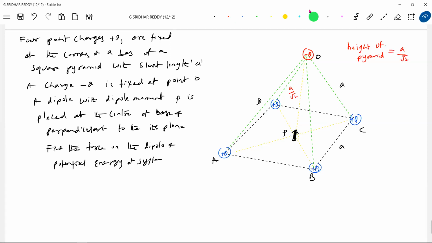Tell me what should be the approach here? This is another very good problem. I think I just picked it up from some textbook. Now there's already a dipole there, so what shall we do? Shall we calculate the field due to the point charges here? But it's asking for the force on the dipole. There is a problem.